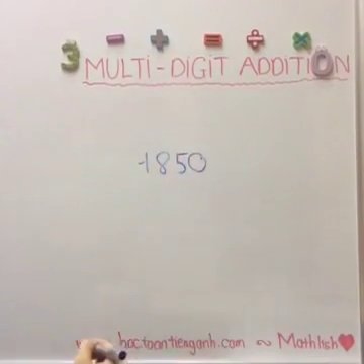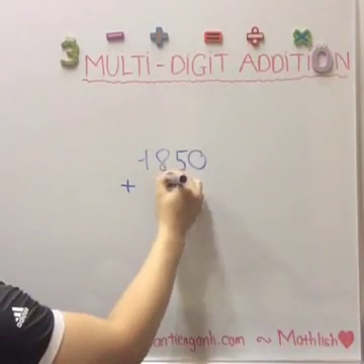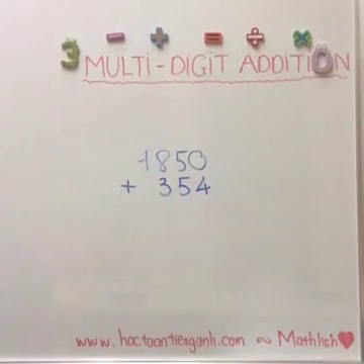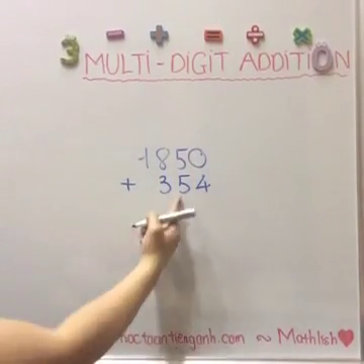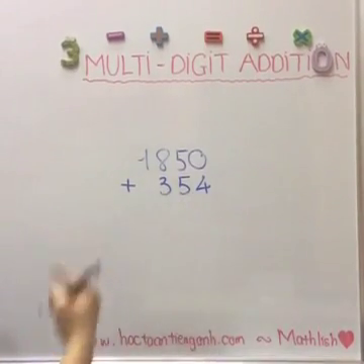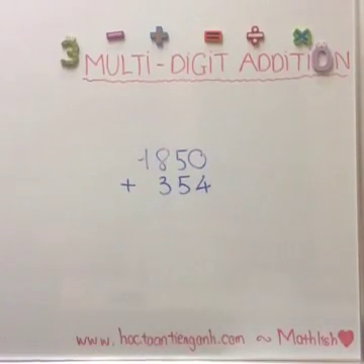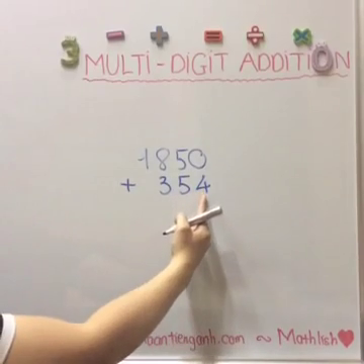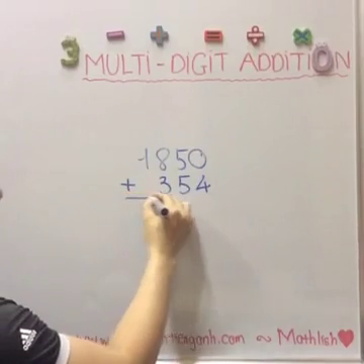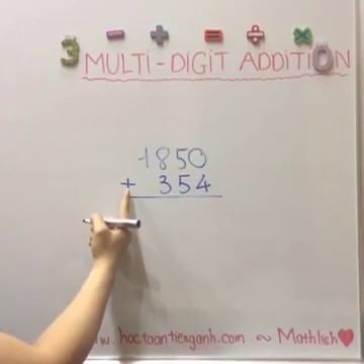1850 plus 354. Okay, the first step is the same. We need to stack the numbers up so we can add each number place column. Be sure to line up the ones places and draw the line and plus symbol, just like in the last example.